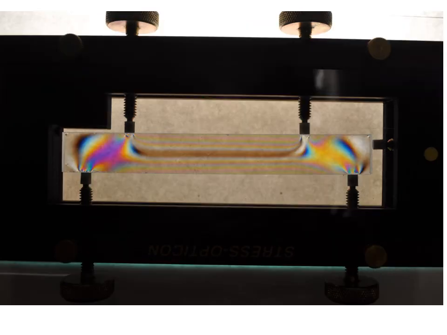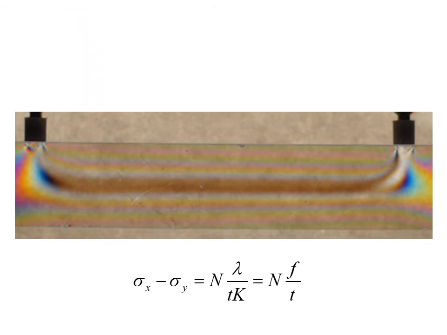Once these loads have been applied, we can see the colors changing within our specimen. So once we've applied these loads to our specimen, we can use this relationship that we saw in the previous slides, where we have our sigma sub x minus sigma sub y is equal to our n times our wavelength over tk, which reduces down to now nf over t.